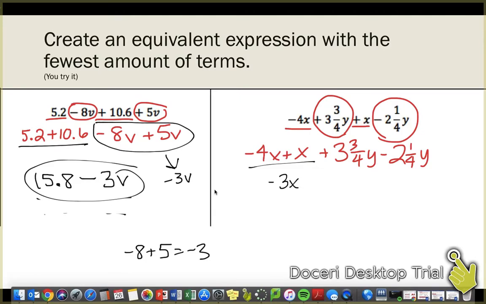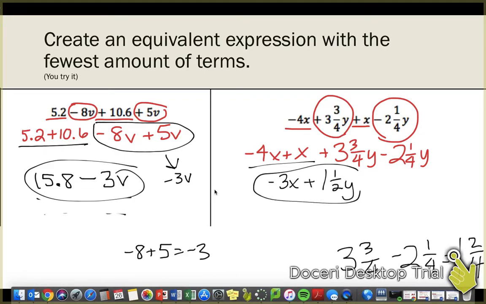And then now I have my fractions, 3 3/4 minus 2 1/4, which gives me 1 2/4, which reduces down to 1 1/2 y. That's my answer.